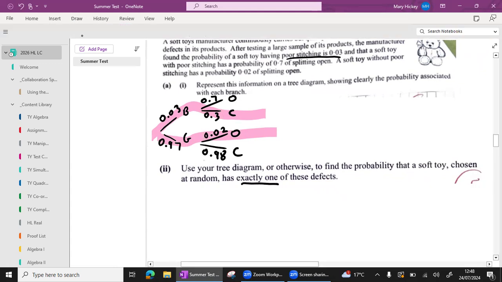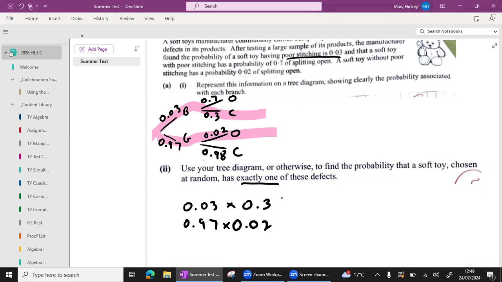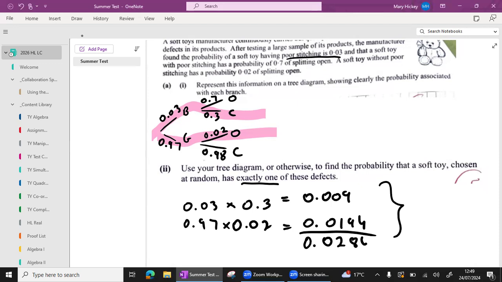This is exactly one. Now, as always, we multiply across the branch. So I multiply 0.03 by 0.3. And then I do the same on the bottom, 0.97 multiplied by 0.02. So I end up getting the two of these as my answers. And then, of course, we multiply across the branch, but we add down the tree. So when I add down the tree, this is my answer. So it's a pretty low probability that you have just exactly one fault.